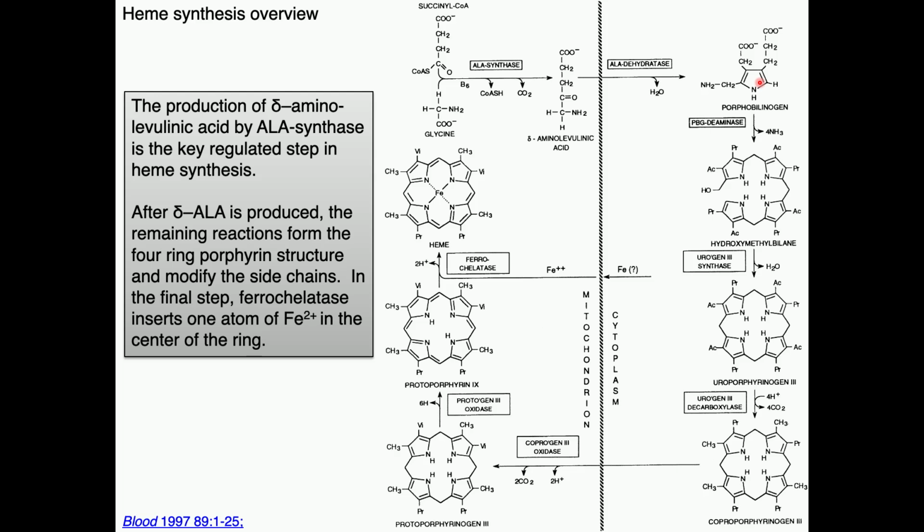So after the first ring structure is made, porphobilinogen deaminase will remove this nitrogen as ammonia and then join 4 of those pyrrole rings together to make the first complete structure of the heme, if you will.